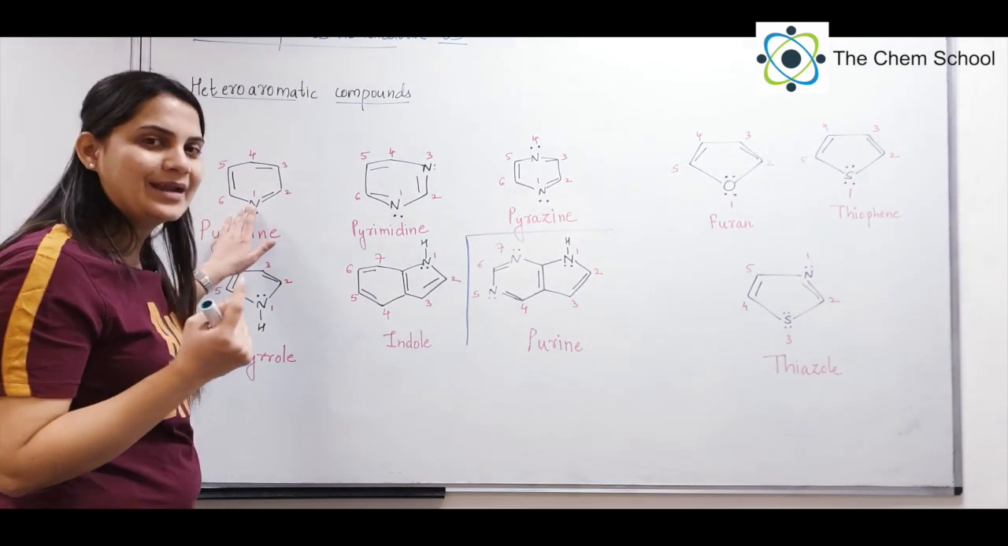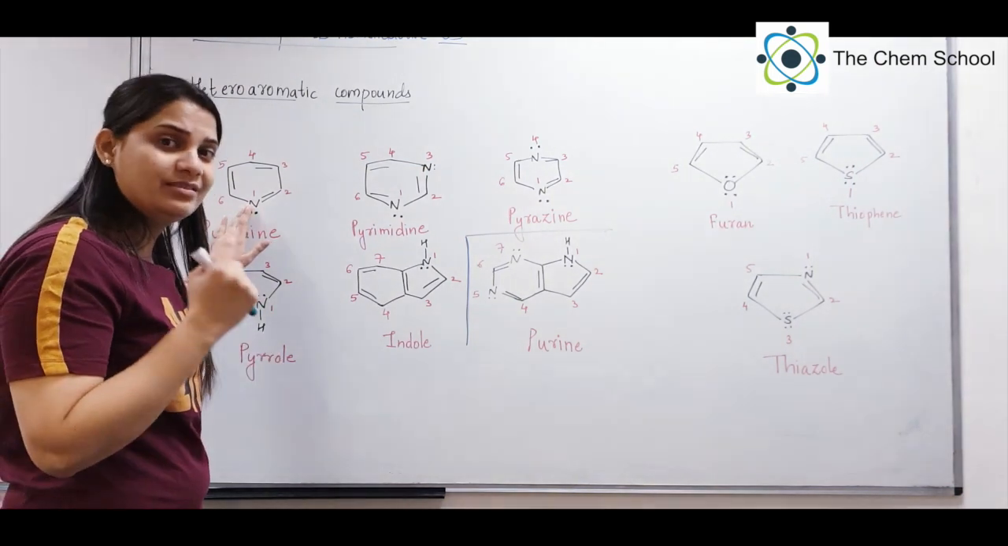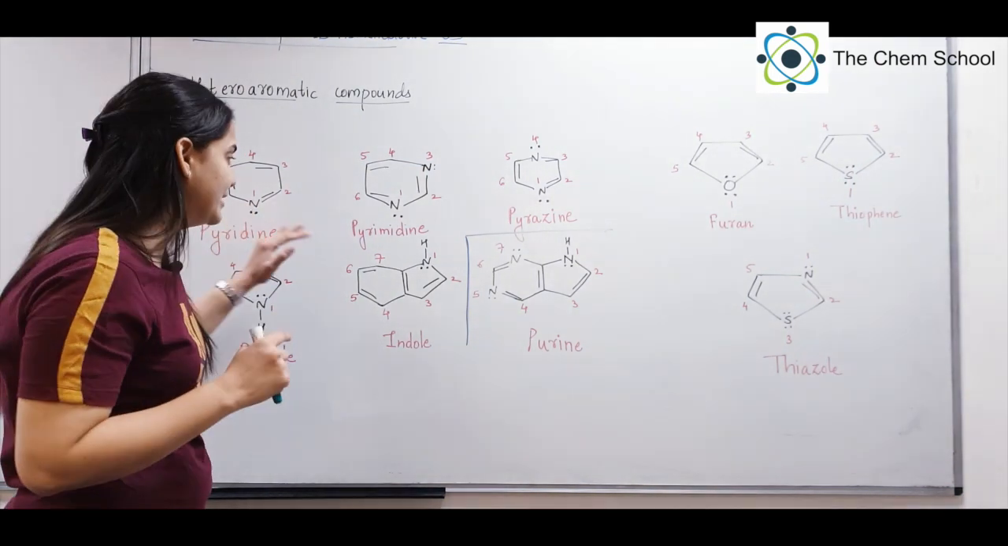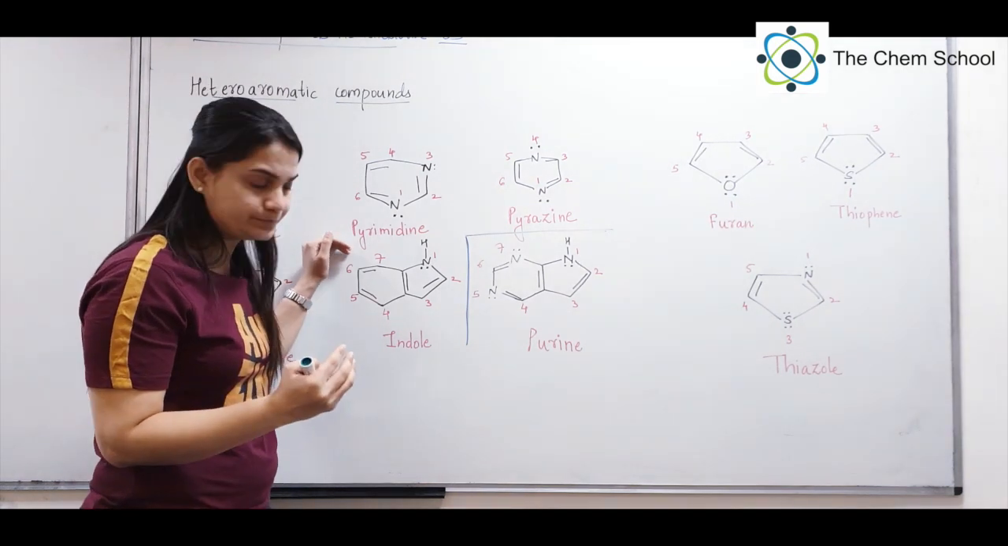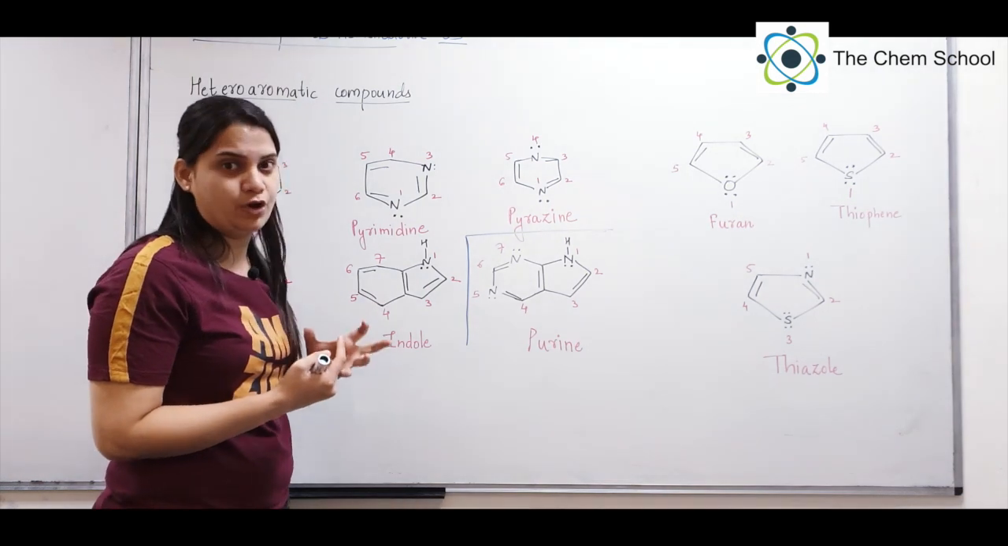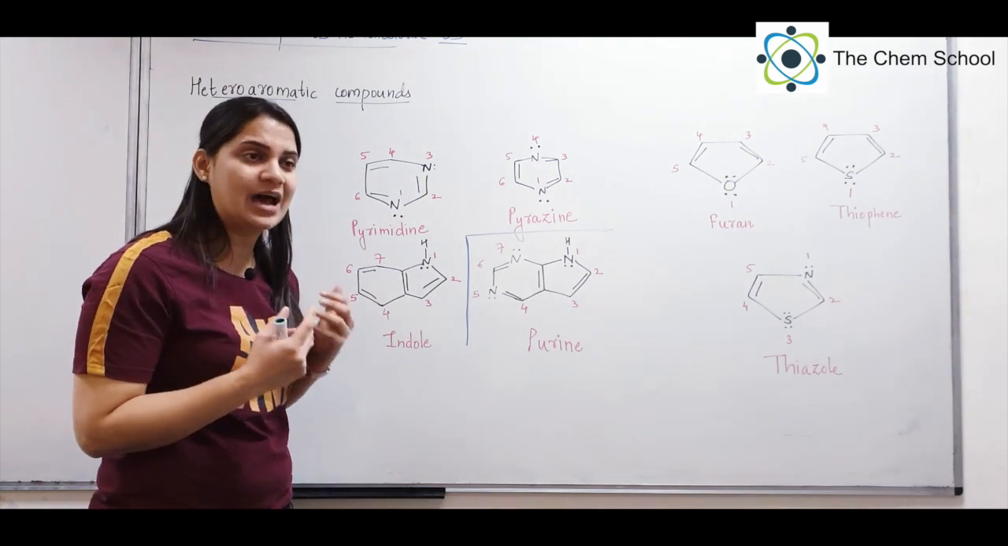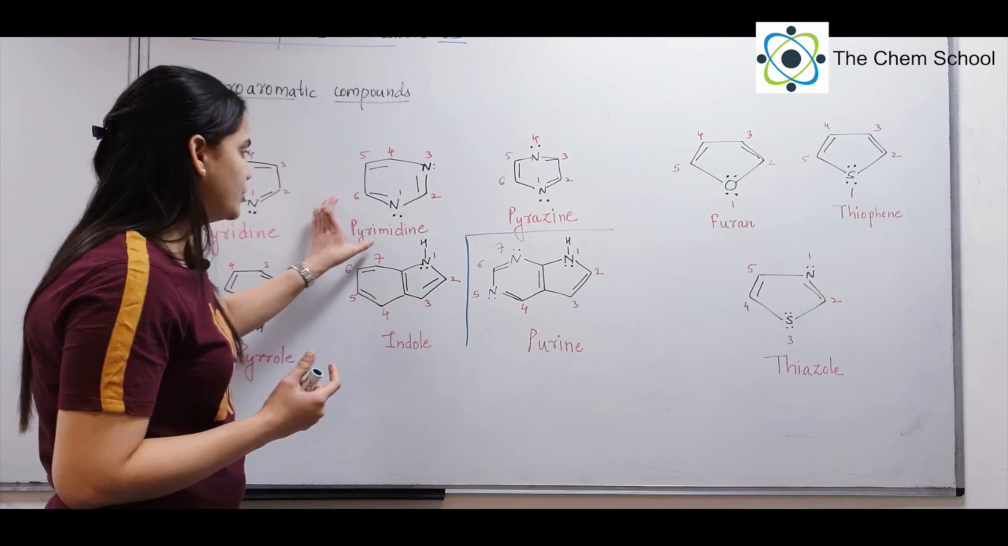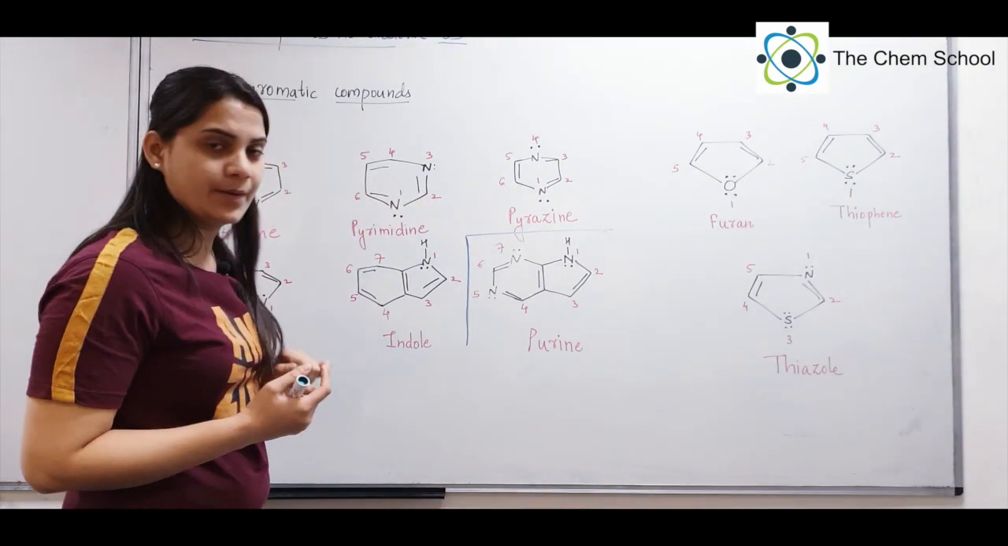So I have only 1 nitrogen, pyridine. If I have 1 and 3 nitrogen in a 6-membered ring, then it is called pyrimidine. Now you might have heard this one. These are the bases for your DNA and RNA, right? So pyrimidine, base. Next one.